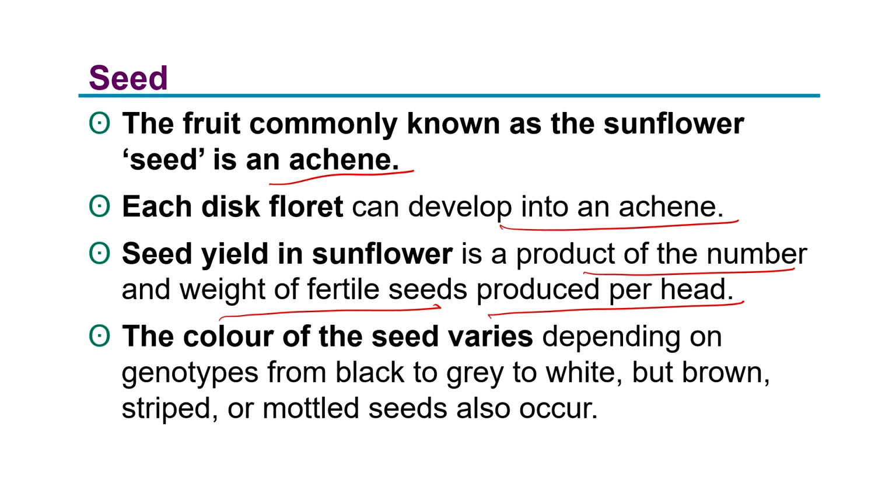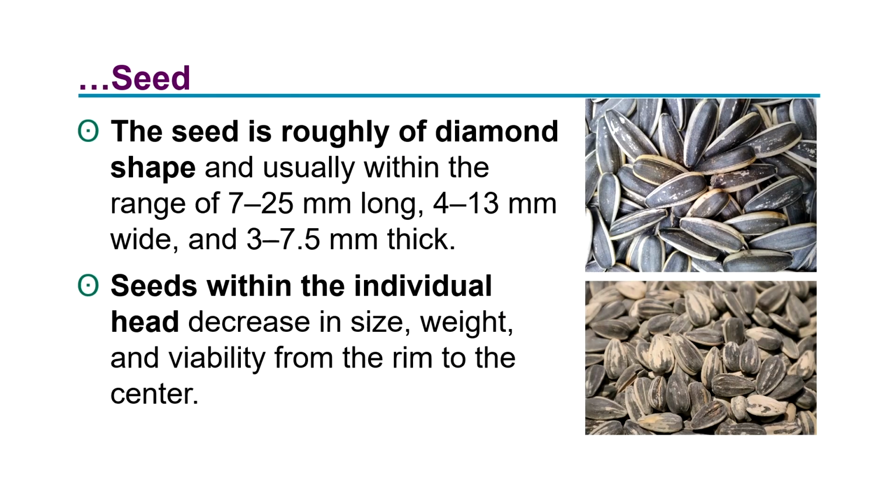The color of the seed varies depending on the genotype, from black to grey-white, but brown, striped or mottled seeds also occur. So a number of shades and colors occur in the seed. You can see on the right side the seed colors of sunflower.